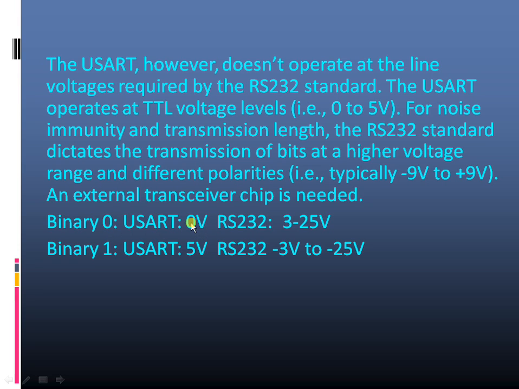As you can see in the USART voltage ratings, binary 0 is represented by 0 volts in the USART, whereas RS-232 represents the same binary 0 with a voltage between 3 to 25 volts. And binary 1 is represented with 5 volts by the USART, and RS-232 represents the same binary 1 with a voltage between minus 3 volts to minus 25 volts. These TTL voltages are also called positive logic voltages, and these RS-232 voltages are called negative logic voltages. Why? Because the logic 1 in the case of the USART is represented with a positive voltage, whereas in the case of RS-232 it is represented with negative voltages.